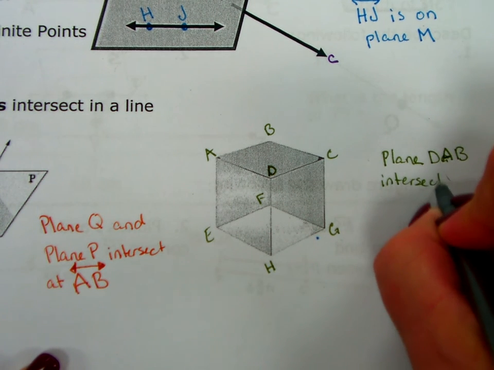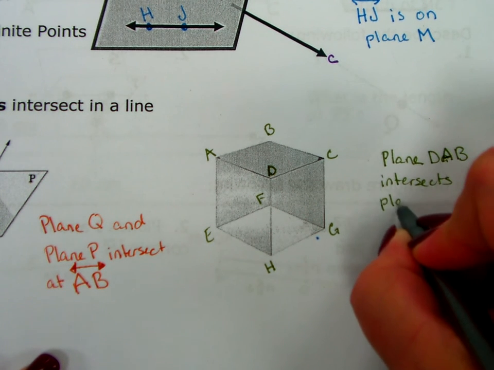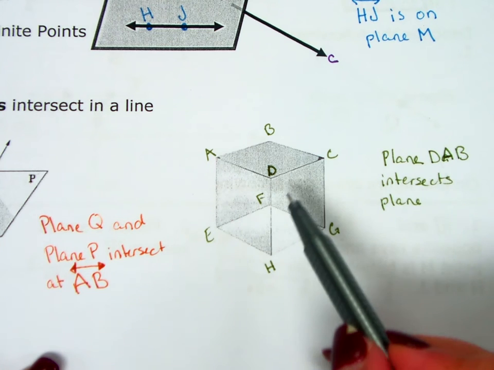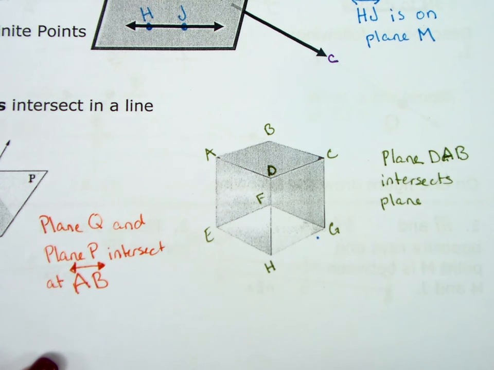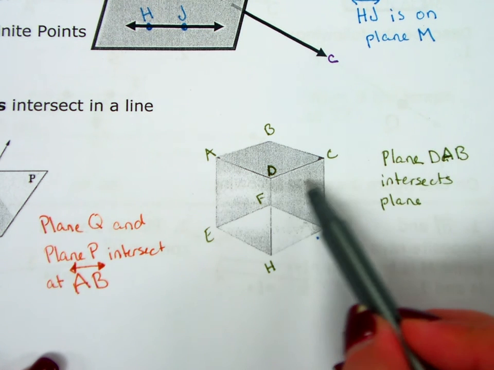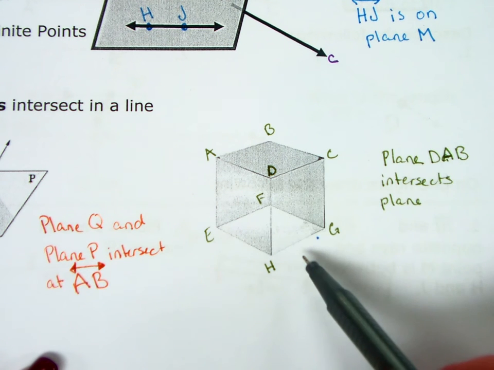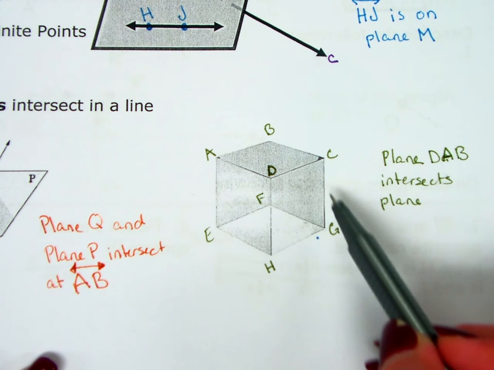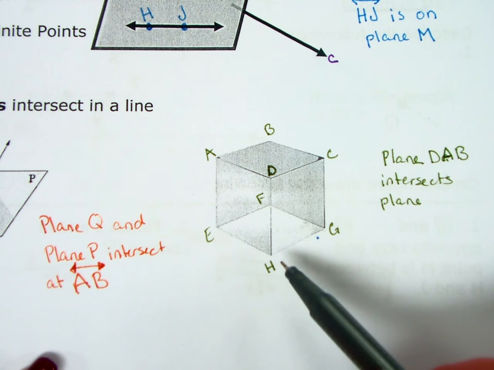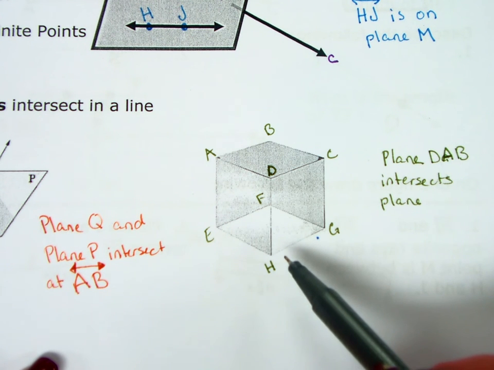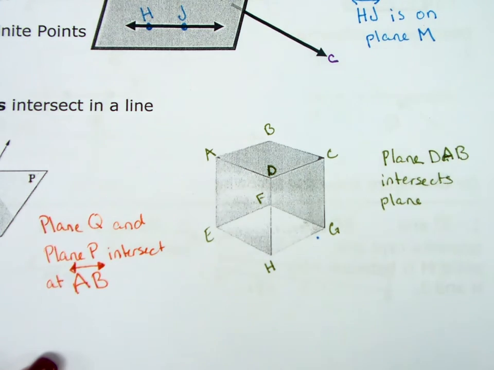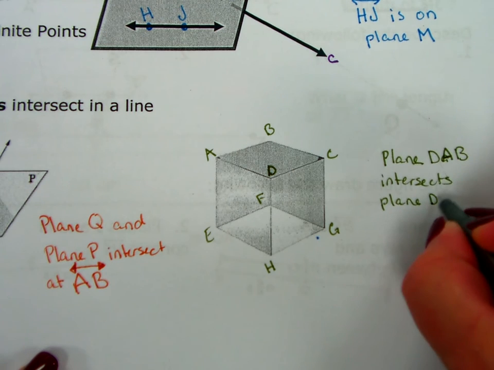Plane DAB intersects plane... Let's intersect, I guess this side right here, the right-hand side-ish. So I'm going to pick 3 points from the right-hand side. There's no vowel there, so I can't really spell anything. So just D-H-G, I guess.